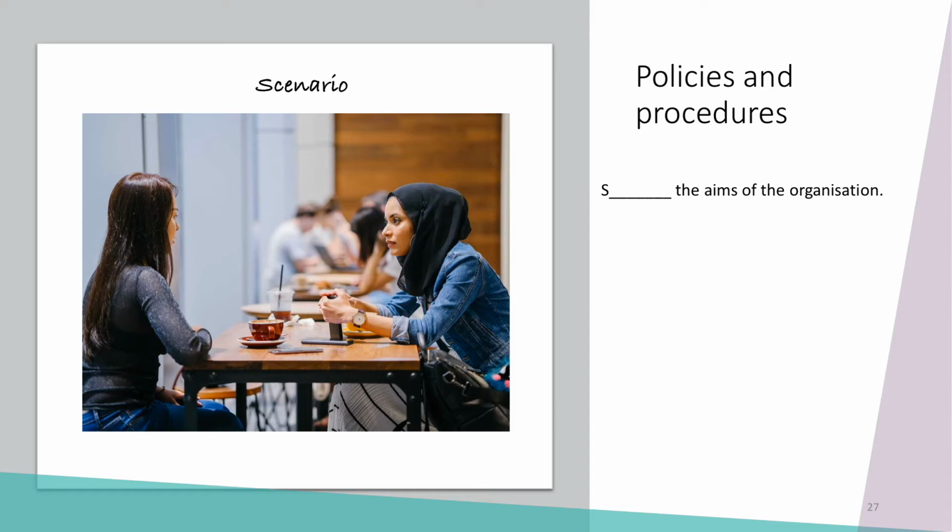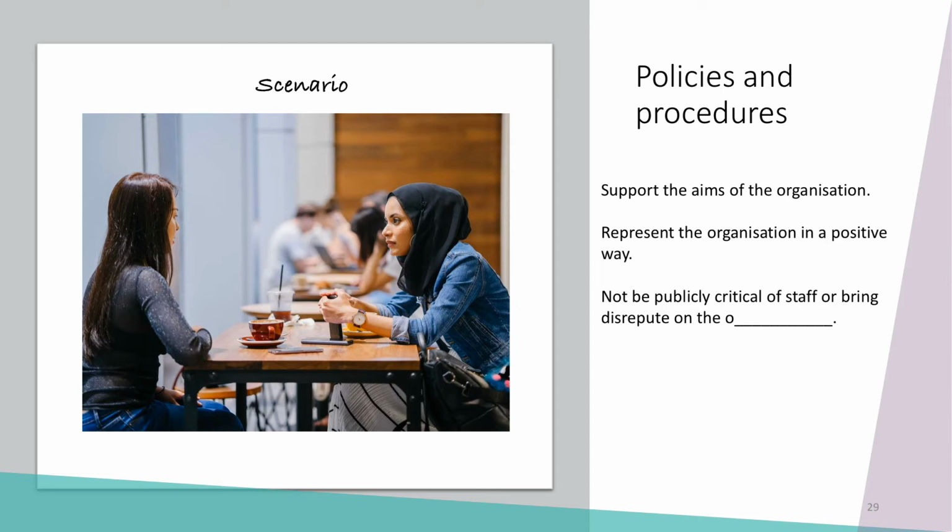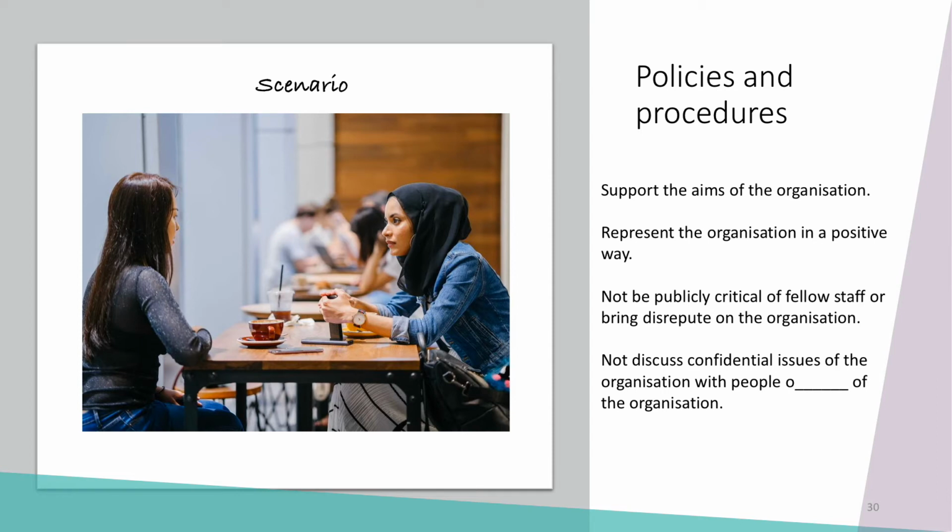Okay, this one is support the aims of the organisation. The next one, represent the organisation in a positive way. Then we have not to be publicly critical of fellow staff or bring disrepute on the organisation. And finally, not discuss confidential issues of the organisation with people outside of the organisation.